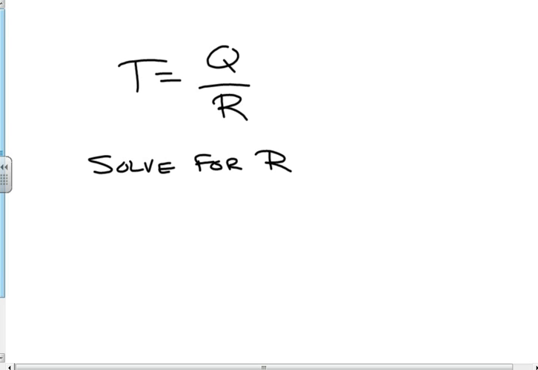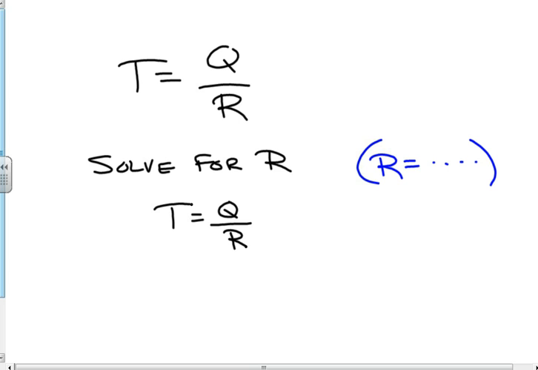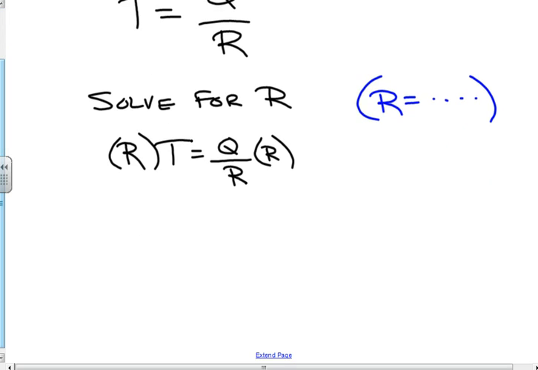Remember, to you, that means I want an equation that says R equals everybody else, and we don't care if the R is on the right or the left. The idea is that it's all by itself. The biggest problem that you have with this equation right now is R is in the denominator. I don't want to solve for 1 over R. I want to solve for R. So I've got to get him out of the denominator. So we're going to take that equation and multiply both sides by R. And that was the only point of step one, to get it out of the denominator.